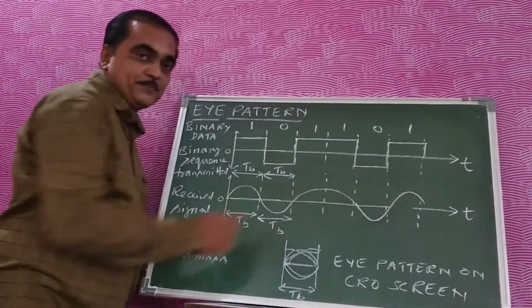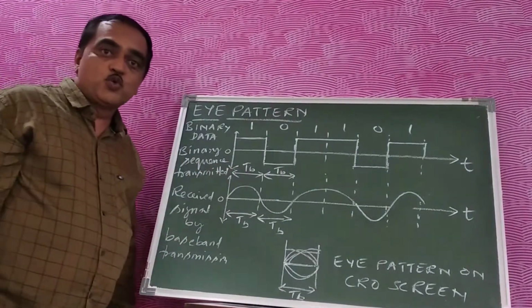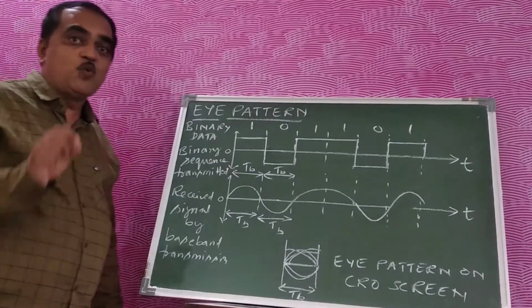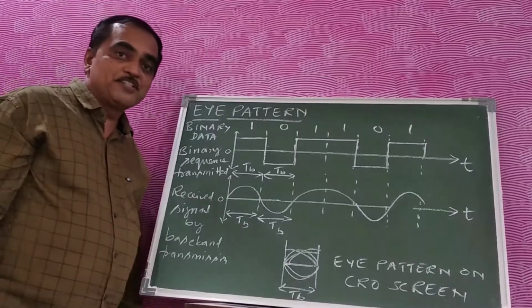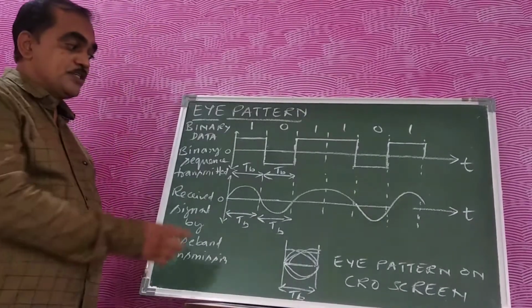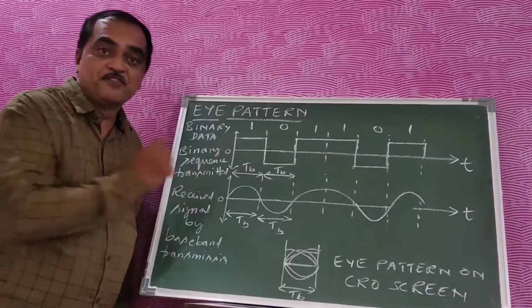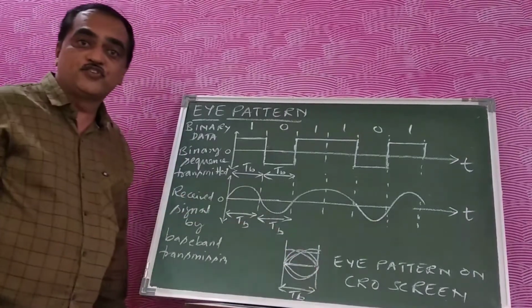0 and logic 1. Now if you apply this signal to the y-axis of a CRO, that is the y deflection plates of the CRO, and to the x deflection plates you give a sawtooth wave of the same signaling rate, having time period TB as shown for the transmitted and received signal, then we will get something like this on the CRO screen.